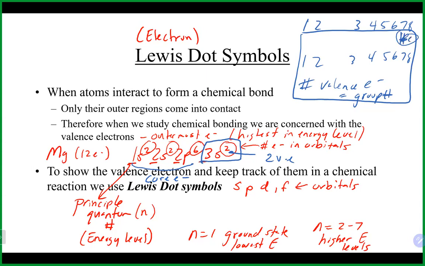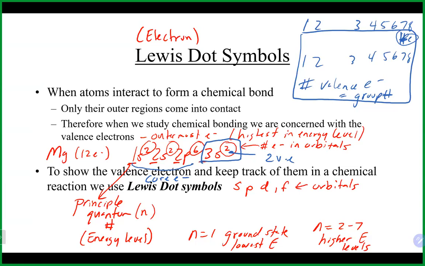Helium is group 8, but it actually only has 2 valence electrons, and that is because helium only has a total of 2 electrons, so it can't have more than 8. Obviously, it can't have more than 2. So helium has 2 valence electrons. All the other noble gases have 8.